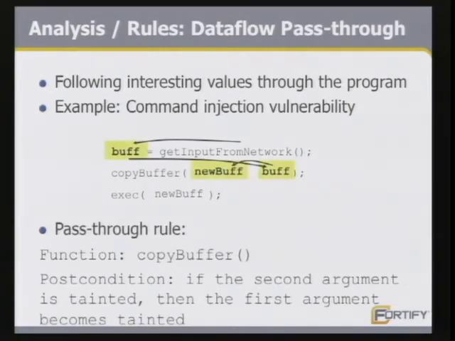Next, we come to what we call a pass-through. So this is a function that moves data from one variable to another. And in this case, we need to provide a mapping to the tool to tell it that if tainted data enters the second argument, then it's going to come out in the first argument. So if the second argument is tainted, then the post condition is that the first argument be tainted as well.